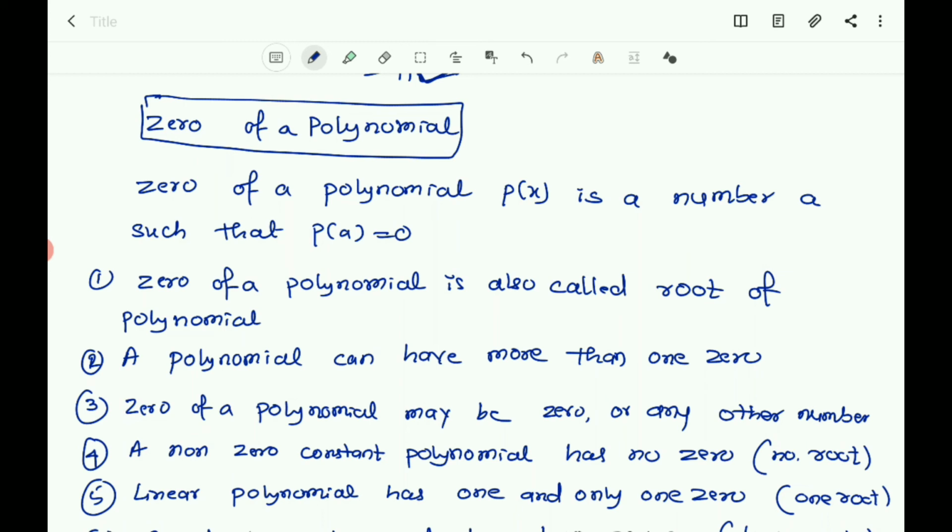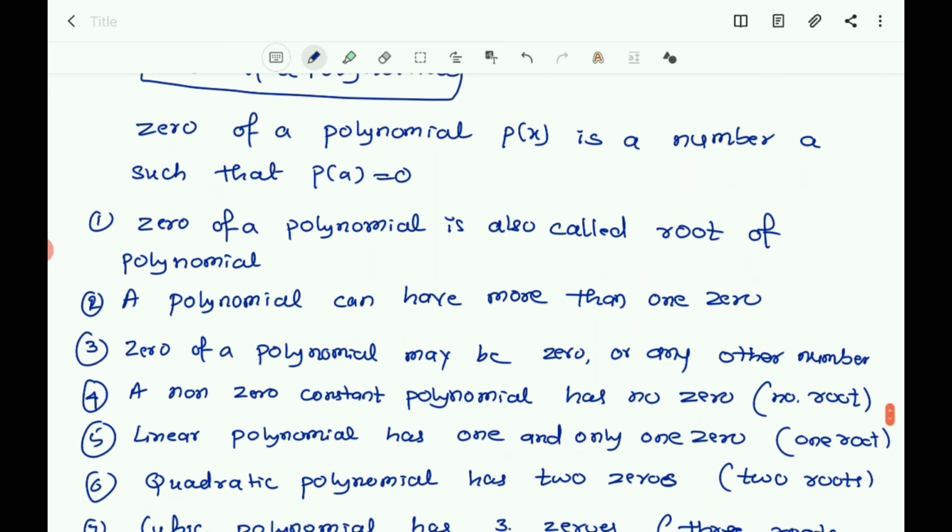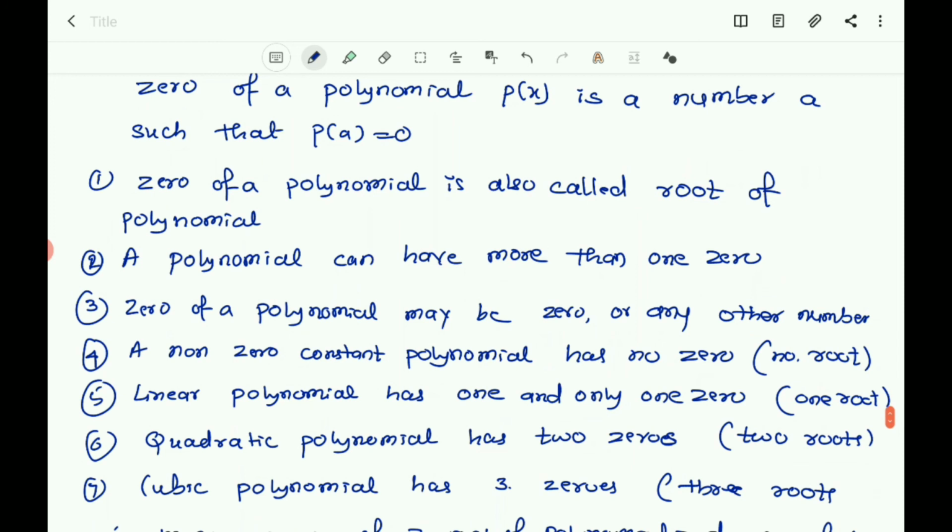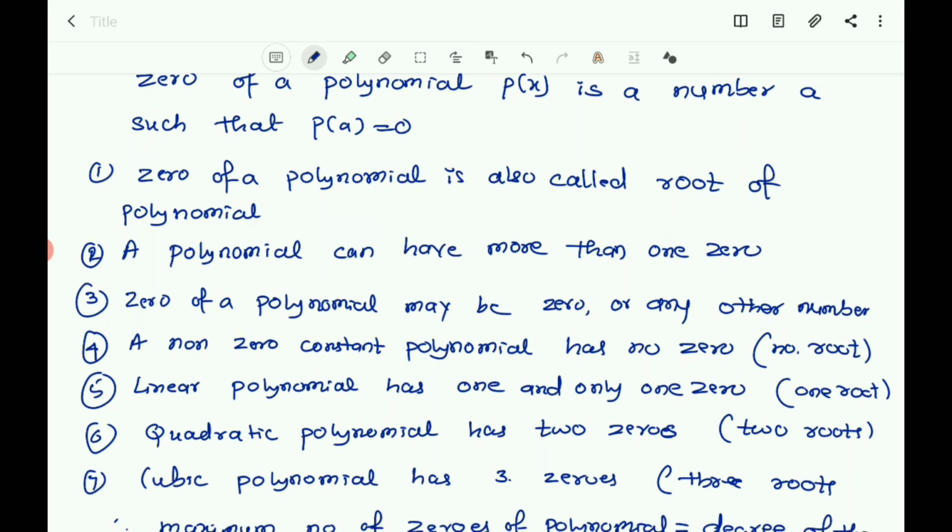A polynomial can have more than one 0, and the 0 of a polynomial may be 0 or any other number. A non-zero constant polynomial has no 0. Already it is a number and it does not have a variable, so you can say that it does not have a root. So a non-zero constant polynomial has no 0.